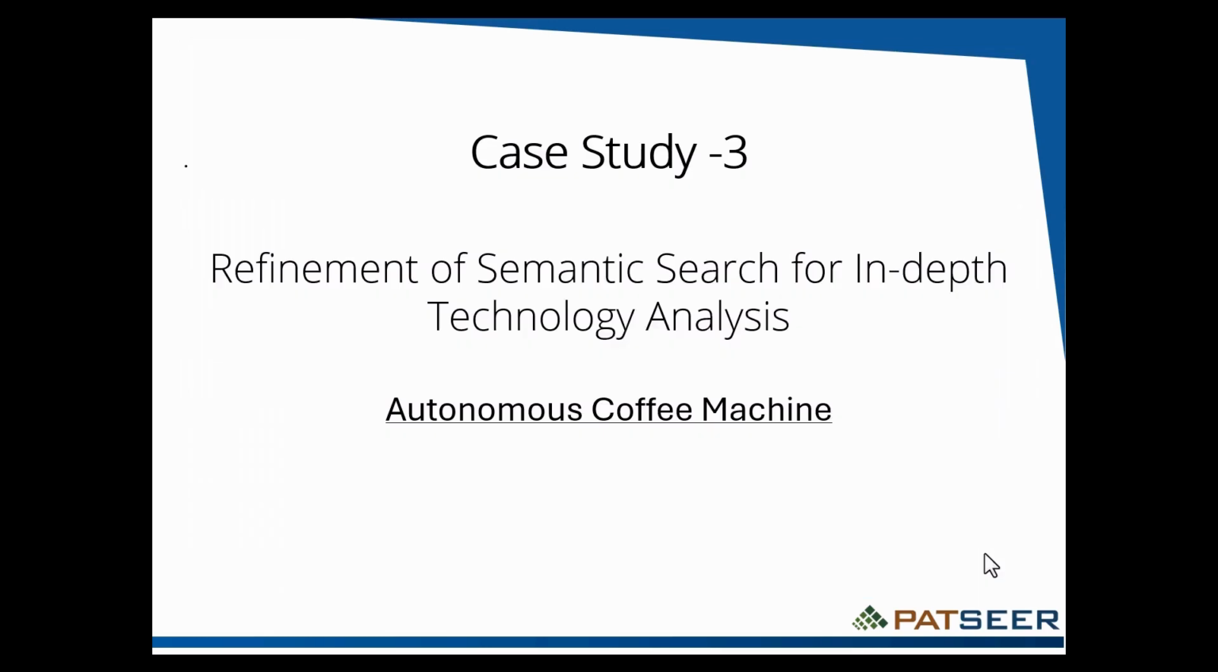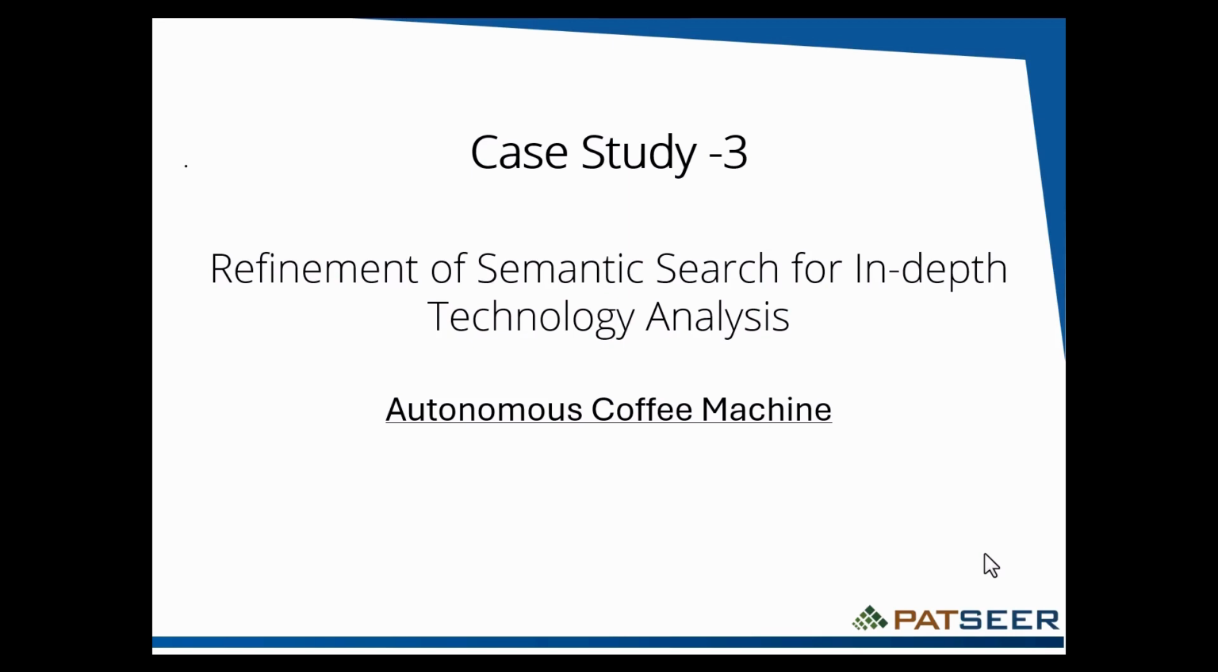In this case study, my focus will be to showcase a very important feature that we recently introduced in PatSeer's AI capabilities, which is semantic refining. The benefit or advantage of having a refinement option in the semantic search is that you can create a more focused search based on the specific aspects of the technology that you're looking into, thereby reducing the time and effort of scanning through thousands of patent documents.